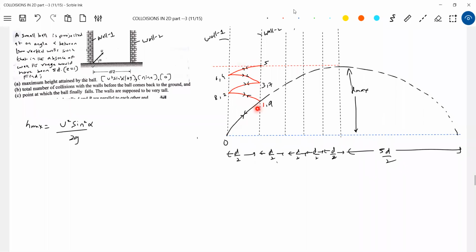So how many collisions are there? 9 collisions total. The point at which the ball finally falls will be the initial point. I think that's what he has given in all the options. So how long will the ball ascend between the walls? As long as the y component of velocity is non-zero.